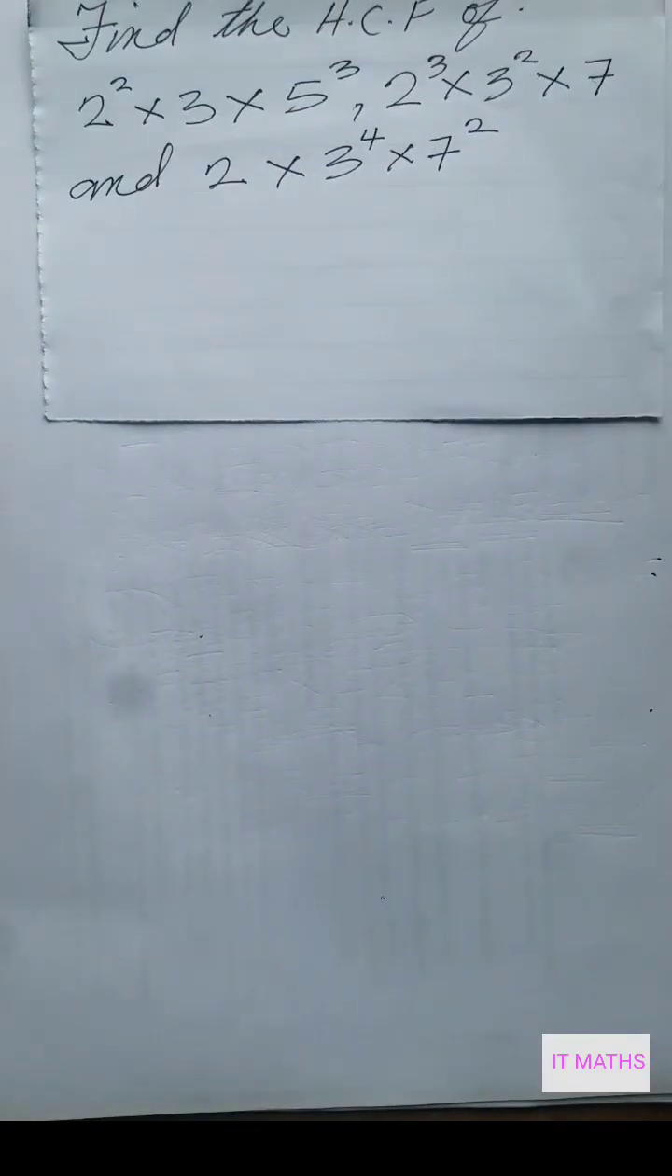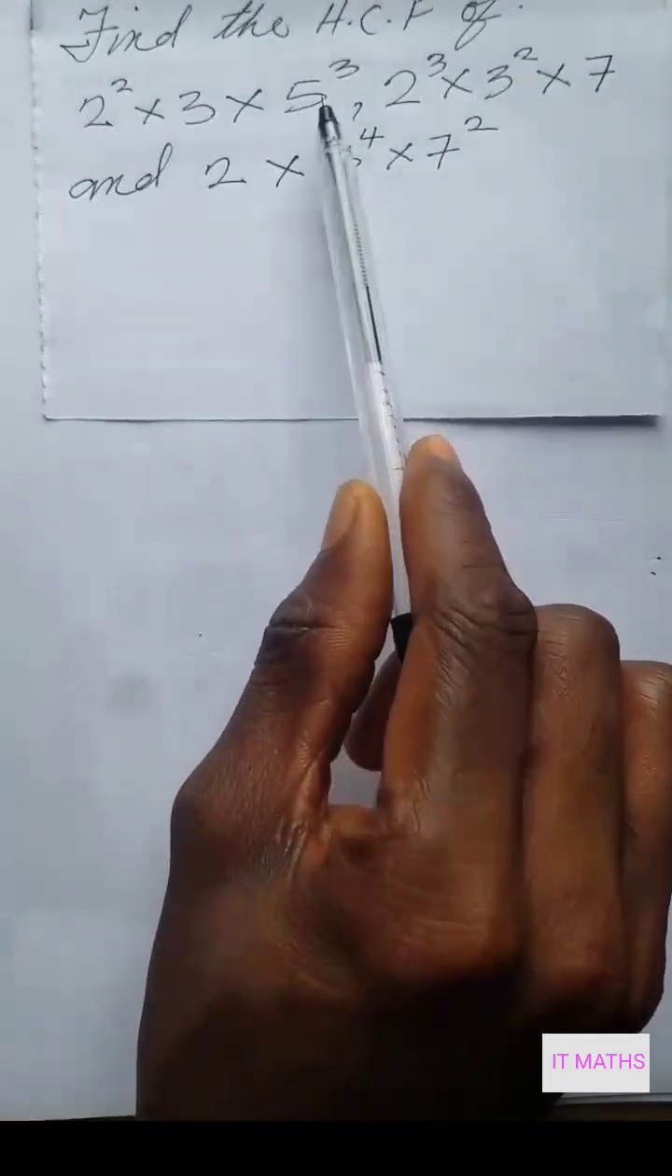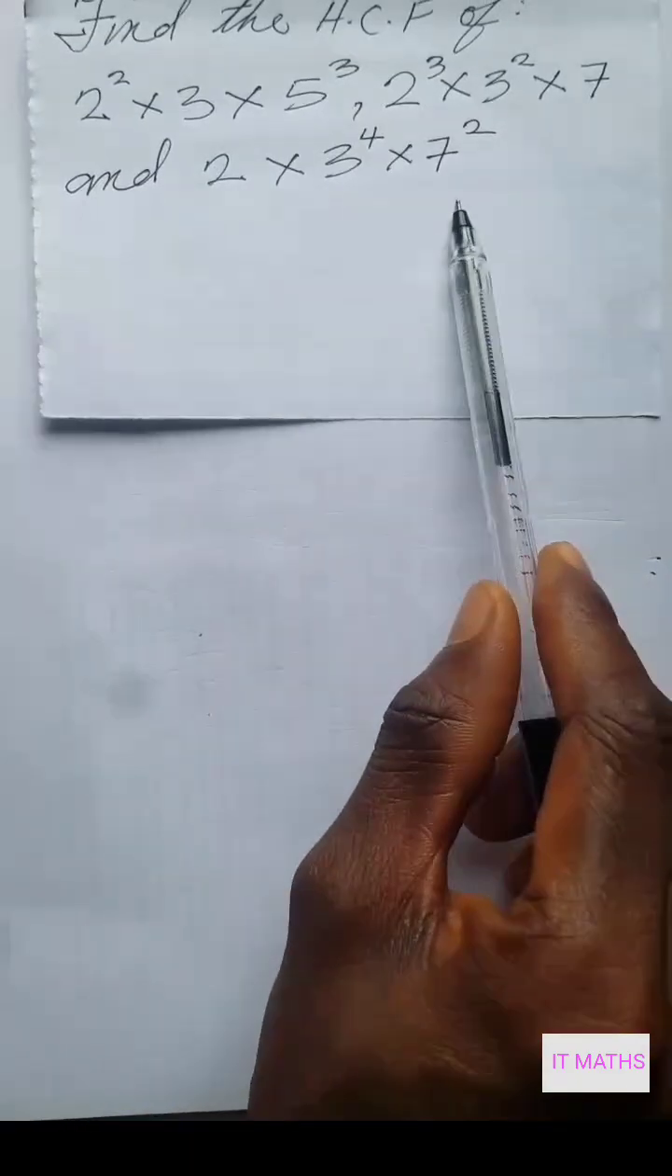Now I will leave this one for you to try, and please leave your answer in the comment section. Find the highest common factor of 2 to power 2 times 3 times 5 to power 3, and the next number is 2 to power 3 times 3 to power 2 times 7, and the third number is 2 times 3 to power 4 times 7 to power 2. What is the highest common factor of these numbers?